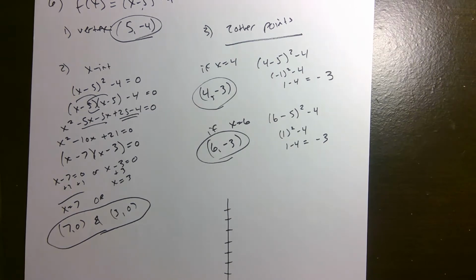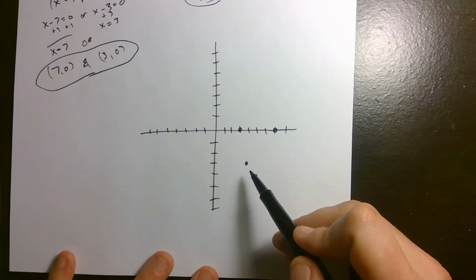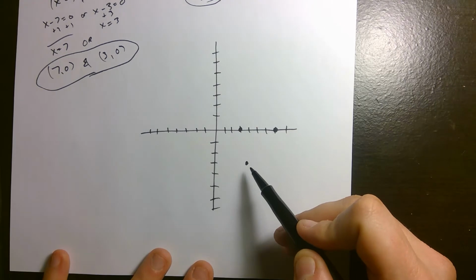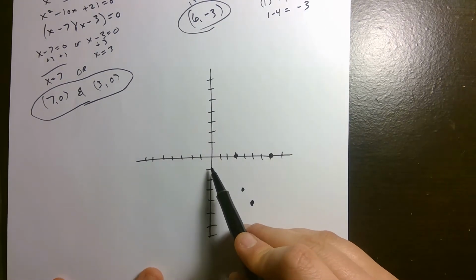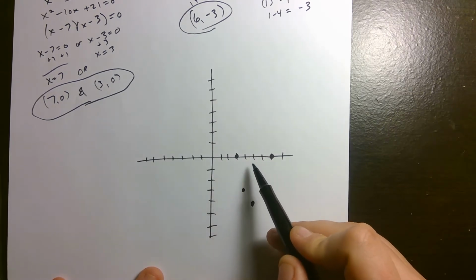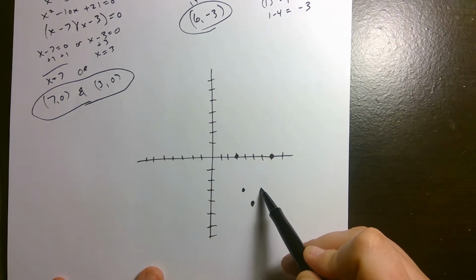So I'm going to start at the origin, go, oh goodness, sorry, this is the point I just graphed. This is the point (4, -3). I need to graph the last point, which was (6, -3). So I'm going to start at the origin, and I'm going to go right 6, 1, 2, 3, 4, 5, 6, and I'm going to go down 3.